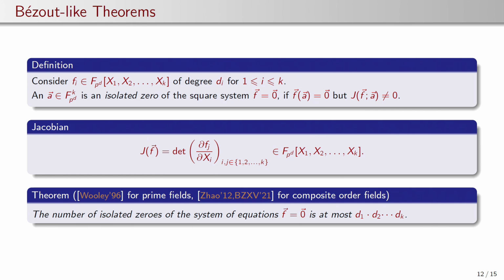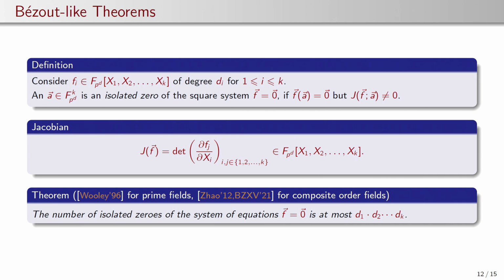Okay. So here is the Bézout-Lie theorem. Let me first give some intuition about the Bézout theorem before talking about the Bézout-Lie theorem. If we have a system of equations over, say, n variables and k polynomials, the classical results show that the number of zeros of this system is bounded by the product of the degrees.